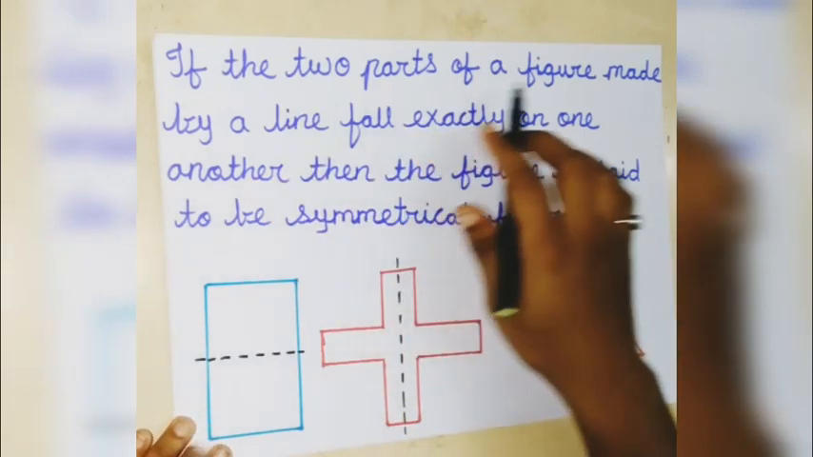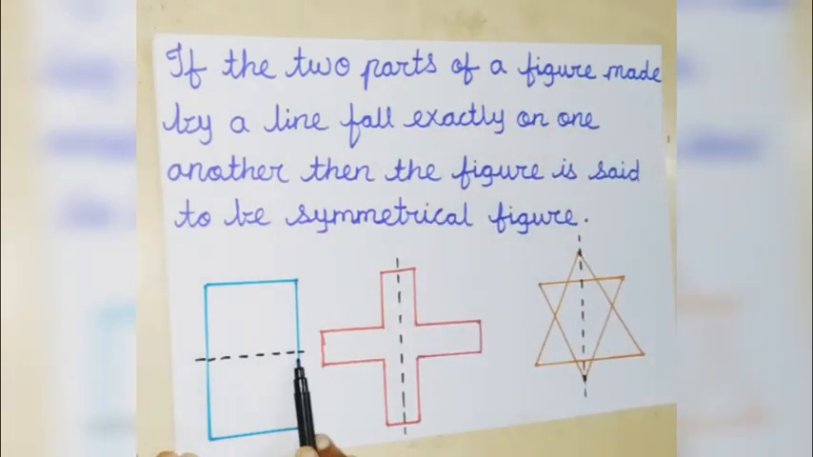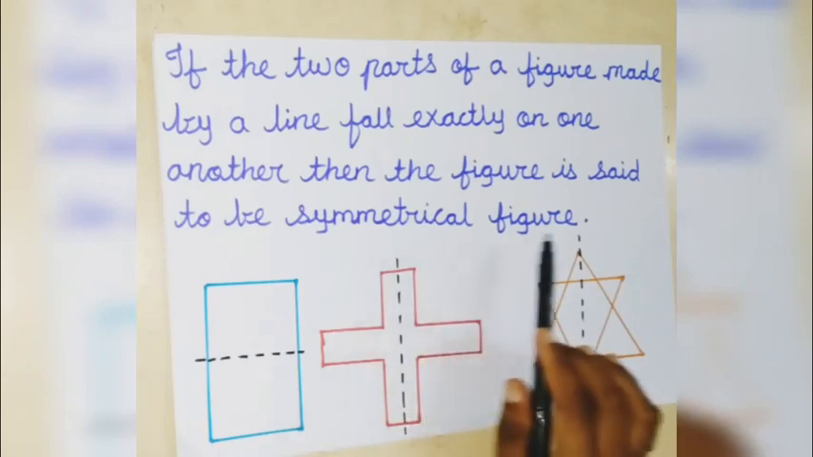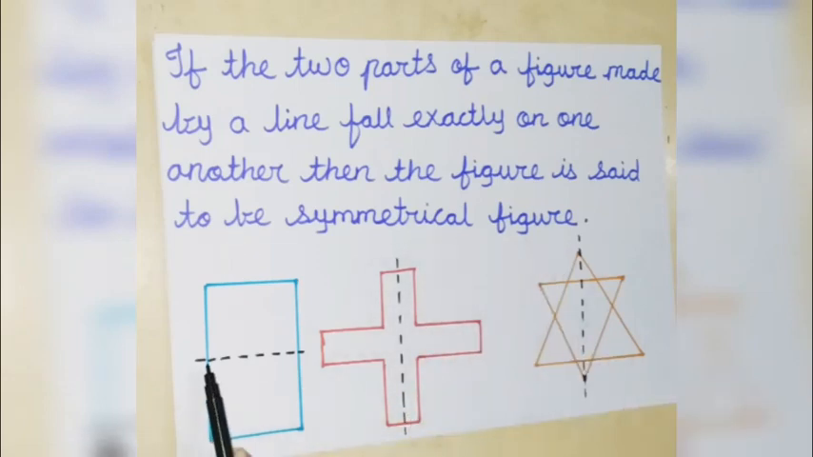Children, if the two parts of a figure made by a line fall exactly on one another, then the figure is said to be a symmetrical figure. Children, here, are you all able to see these dotted lines? Yes, that line is known as the line of symmetry. This line is known as the line of symmetry. The same way, this line is known as the line of symmetry.